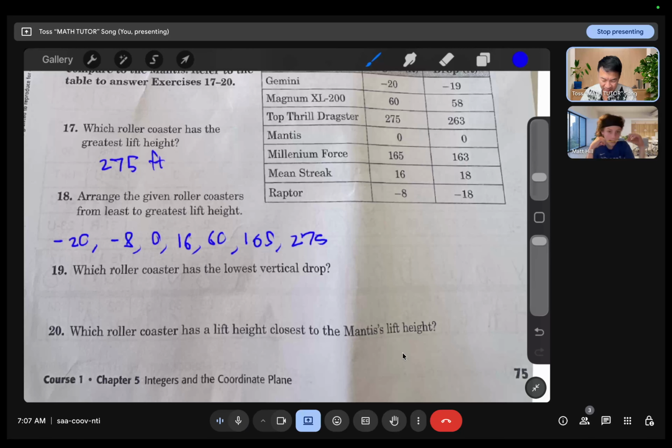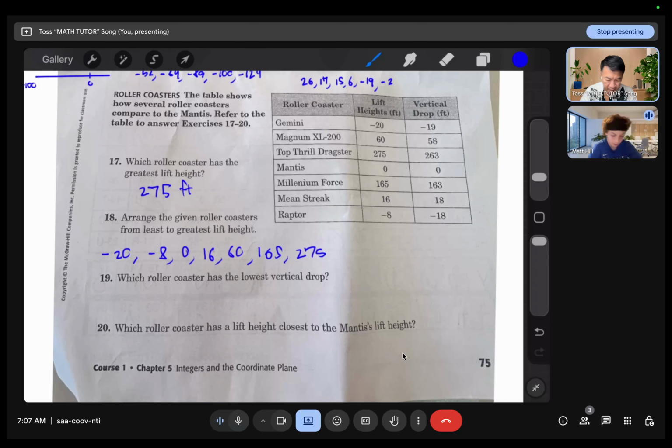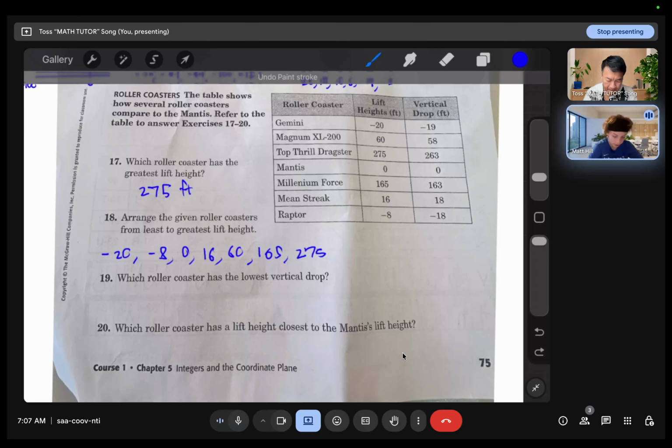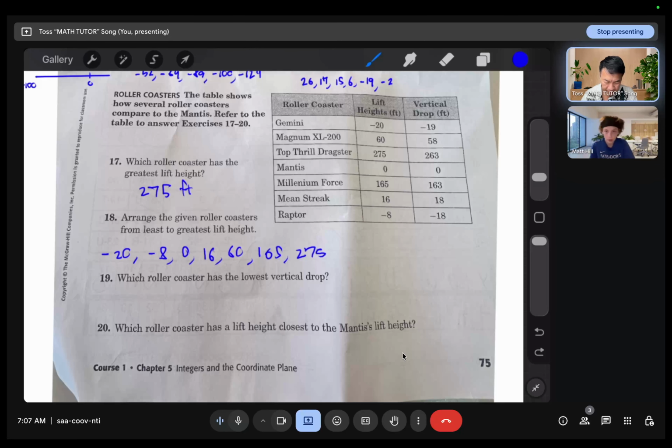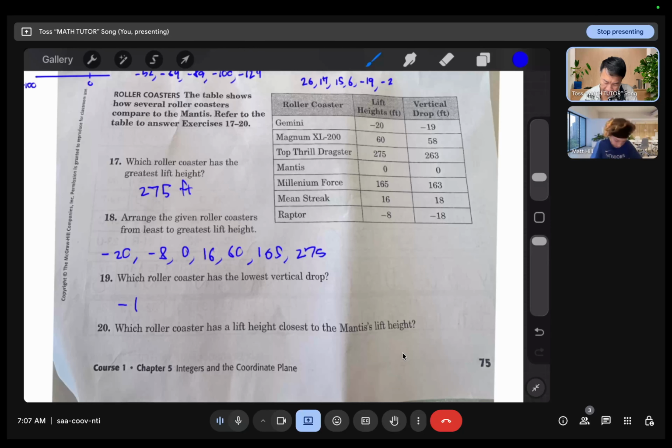Oh, right. Let's continue. Which roller coaster has the lowest vertical drop? Okay, what do you think? So, yeah. Negative 19. All right. That looks good to me. Gemini, negative 19. Vertical drop, the second column. Oh, you got it. Yeah, negative 19. Let's put feet.